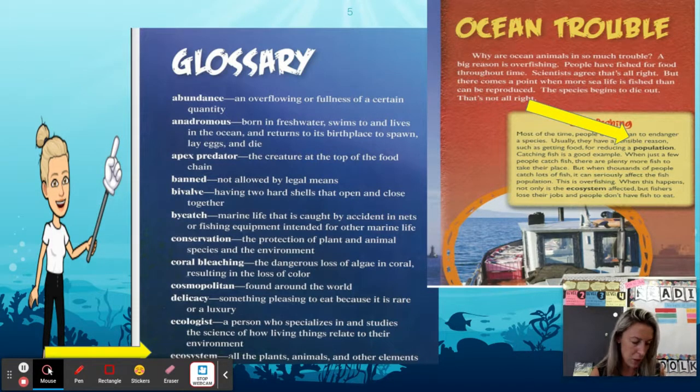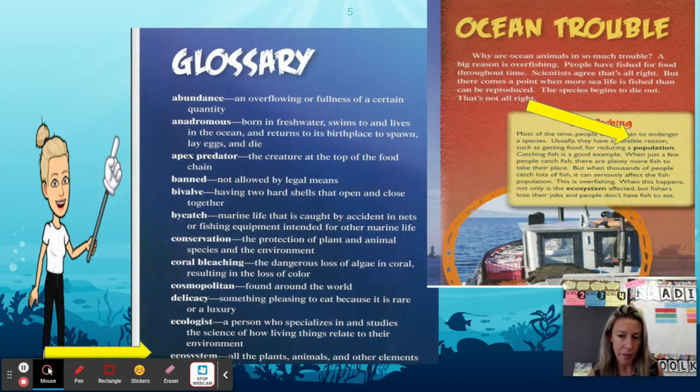So what I really want to do is go back to the glossary, skim down to where it says E for ecosystem. And an ecosystem is all the plants, animals, and other elements of a particular area.